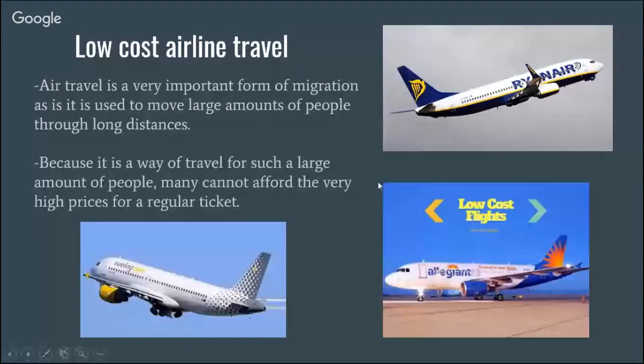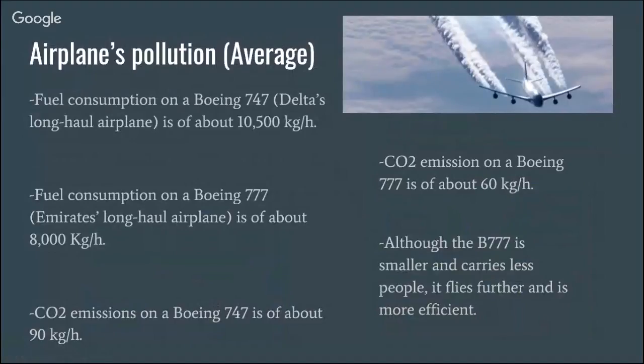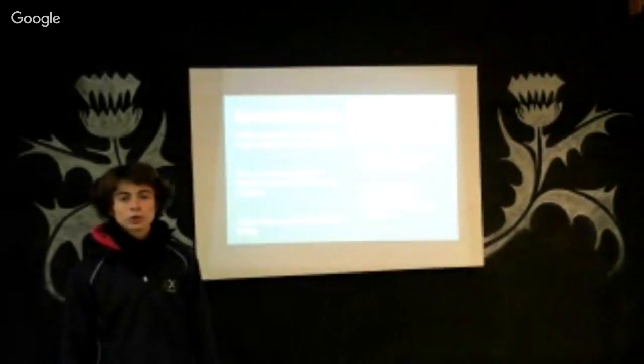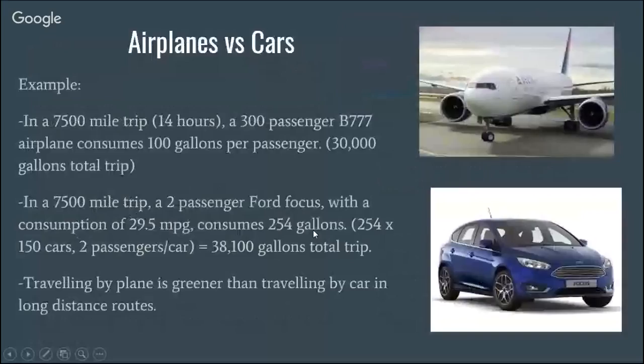Then we're going to talk about the pollution, the average of what airplanes consume. So first, we're going to talk about the 747, which is one of the main long distance route airplanes chosen by Delta. This airplane consumes 10,500 kilograms of fuel per hour. And then we have the Boeing 777, which is the long distance route airplane for Emirates. This one consumes about 8,000 kilograms of fuel per hour. These airplanes obviously burn CO2, carbon dioxide. The 747, the one of Delta, produces 90 kilograms per hour of CO2, and the 777, the one of Emirates, produces 60 kilograms of CO2 per hour.